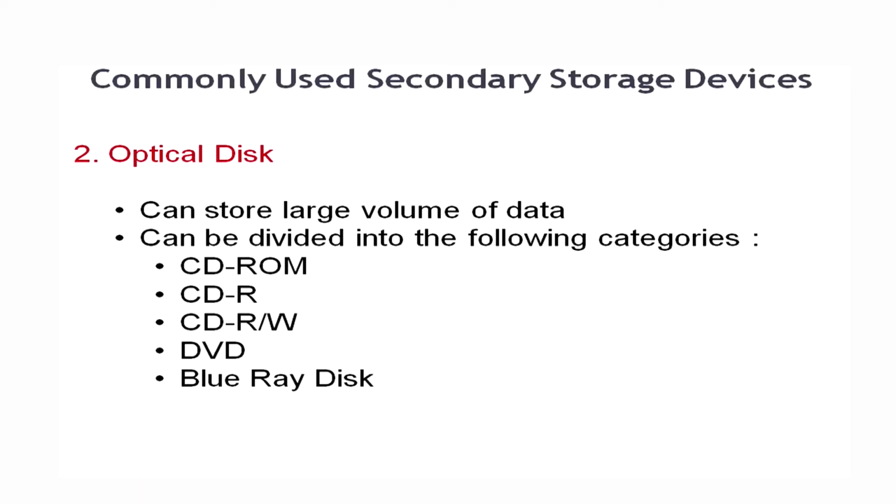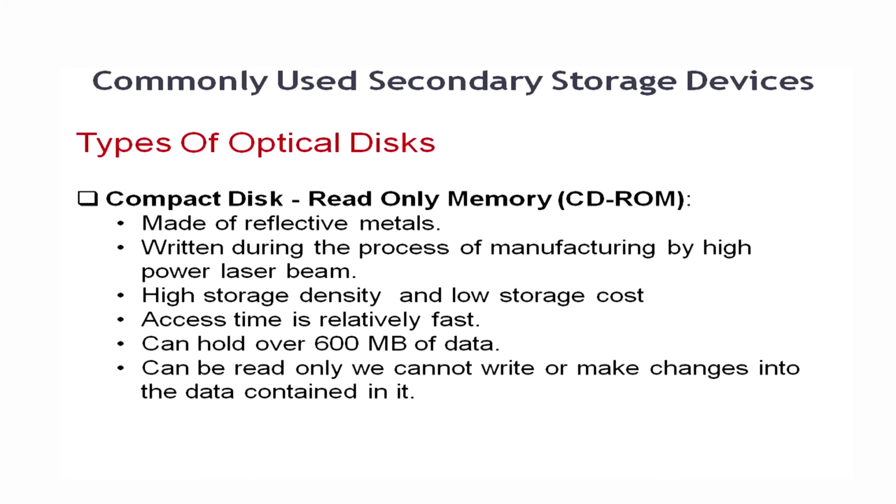Next commonly used secondary storage device is the optical disk. It can also store large volumes of data, and you can see various types of optical disks like CD-ROM, CDR, CD read-write, DVD and Blu-ray disc. If we talk about CD-ROM, the full form is compact disc read-only memory. These are made of reflective metals and the data is written at the time of manufacturing only. Once it is written, you cannot remove that data. That CD permanently has that particular data.